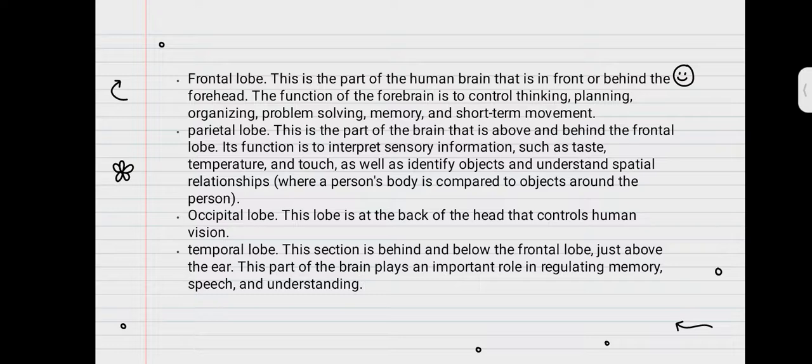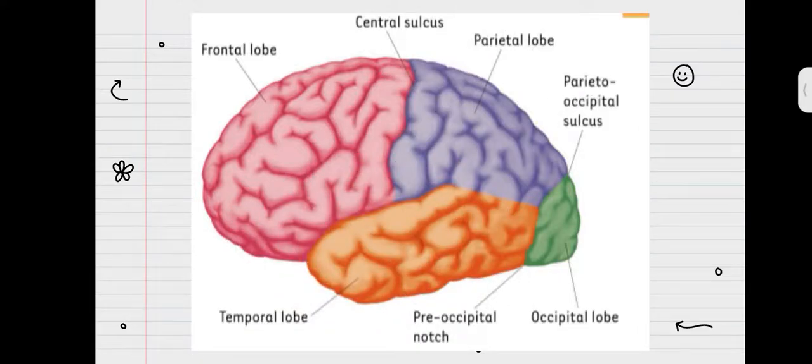The third one is occipital lobe. This lobe is at the back of the head and controls human vision. And the last is temporal lobe. This section is behind and below the frontal lobe, just above the ear. This part of the brain plays an important role in regulating memory, speech, and understanding. And here, the picture about the lobes.